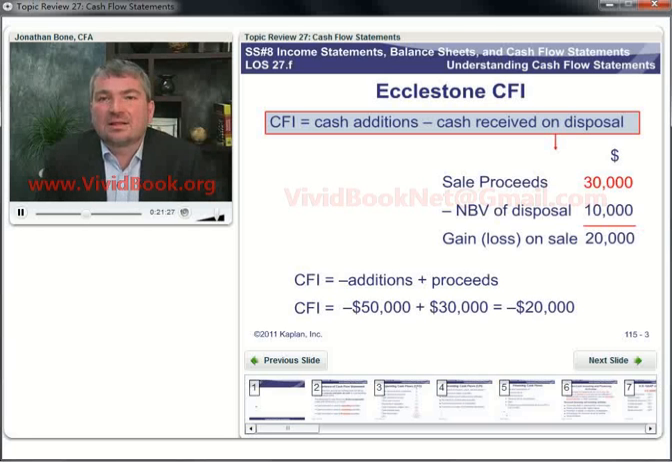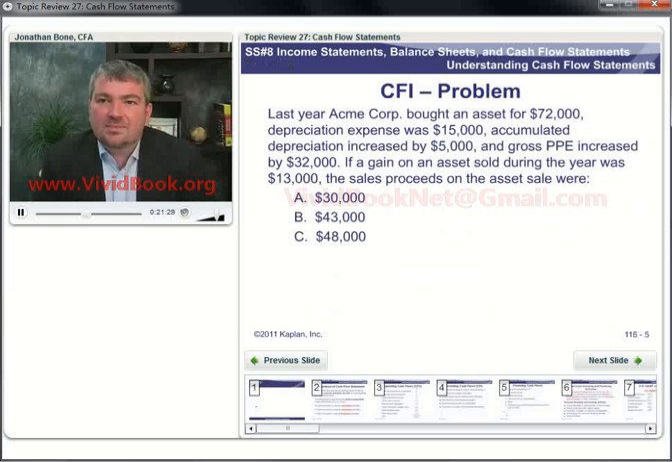Okay, let's have a quick look at an example just to see if we can compute this. Acme Corporation bought an asset for 72,000, depreciation expense was 15,000, accumulated depreciation increased by 5,000, and gross PP&E increased by 32,000. If the gain on the asset sold during the year was 13,000, what were the sales proceeds? Okay, the sales proceeds should be 43,000, but let's talk you through how we got to that answer.